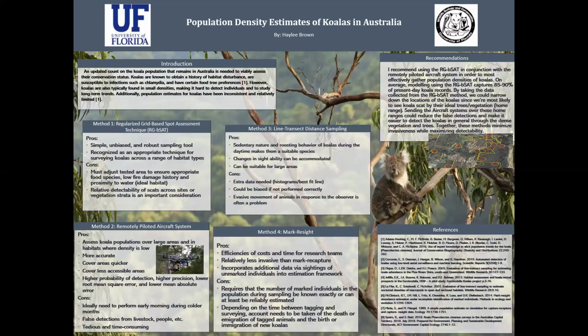And then false detections from livestock and people are an issue while using this method, and this is also a tedious and time-consuming method. The third method I'm going to review is the line transect sampling method. This is going to be where you measure the koala during a systematic transect-based search of the target habitat. When a koala is sighted on or at a distance from the search transect, the perpendicular distance from the route to the koala is measured and then recorded.